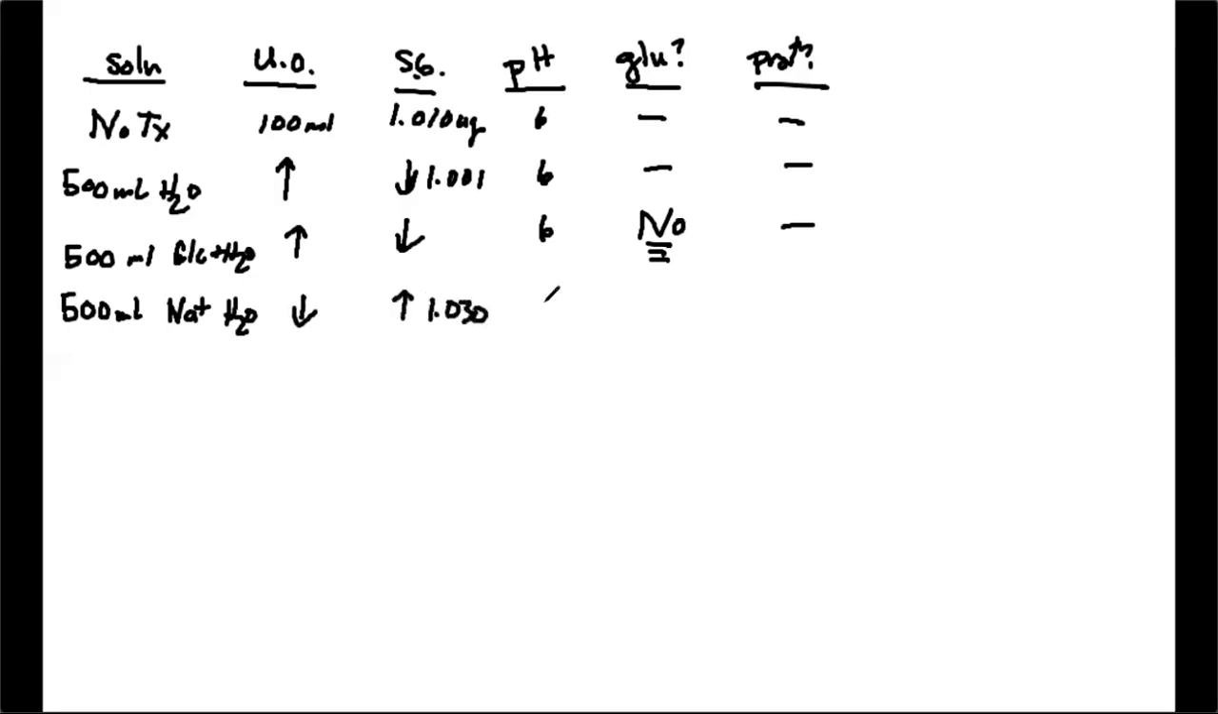Are we screwing with pH? No, we're not. So it's going to stay 6. Should we see glucose in the urine? No. Proteins? No. What about, can you give me ADH levels? So if we did excess sodium in the bloodstream, what would happen to ADH? More particles, increase in ADH. Good.